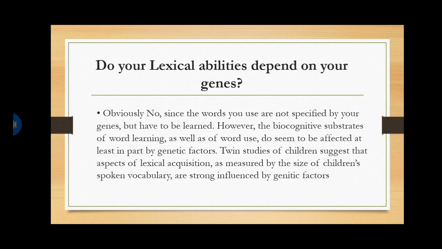However, the biocognitive substrate of word learning as well as of word use do seem to be affected at least in part by genetic factors. Twin studies of children suggest that aspects of lexical acquisition, as measured by the size of children's spoken vocabulary, are strongly influenced by genetic factors. As with many genetic effects, the influence of genetics on vocabulary becomes stronger as we get older. So the genetic effects seem to show up once we get older.